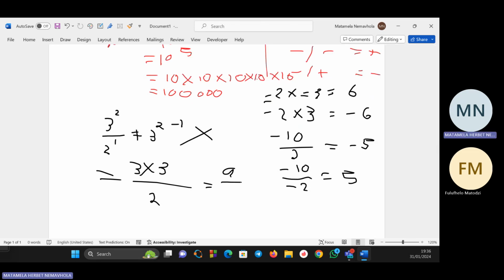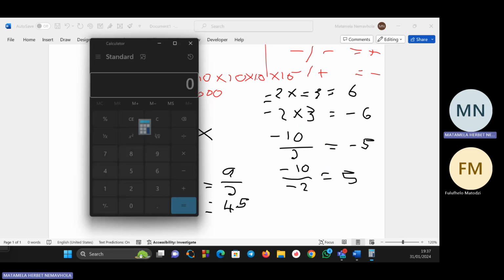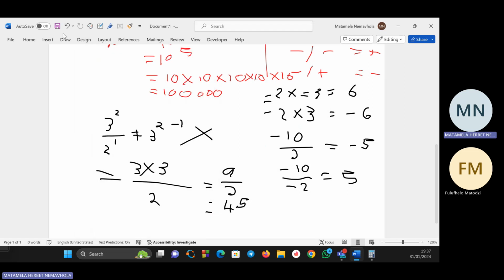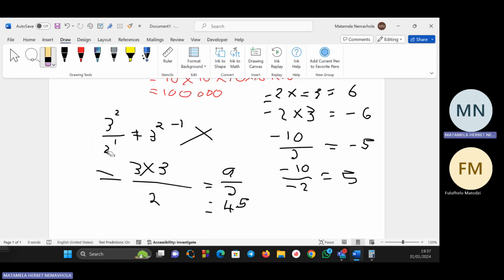When it gives us 9, it's going to be 9 divided by 2. So 9 divided by 2, if you use your calculator, is going to be 4.5. Let me check with you right now if indeed we get 4.5. Indeed, it's 4.5. So that's how we work with this division. If you are dividing and the bases are not the same, you don't subtract the powers.